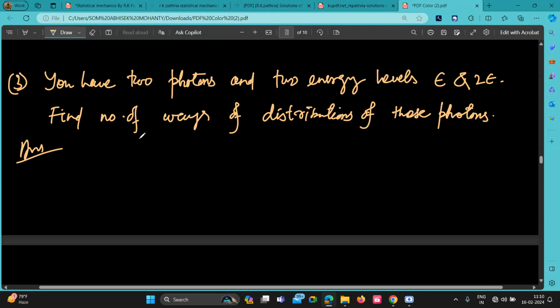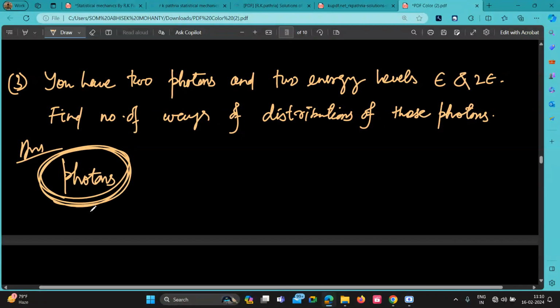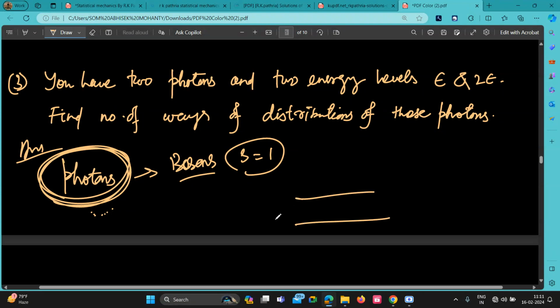Okay. You have two photons, two energy levels, epsilon and 2 epsilon. So photons, right? So photons are what? Photons are bosons. So photons are bosons. That means spin is 1. Spin of photons is 1. So two energy levels, epsilon and 2 epsilon.